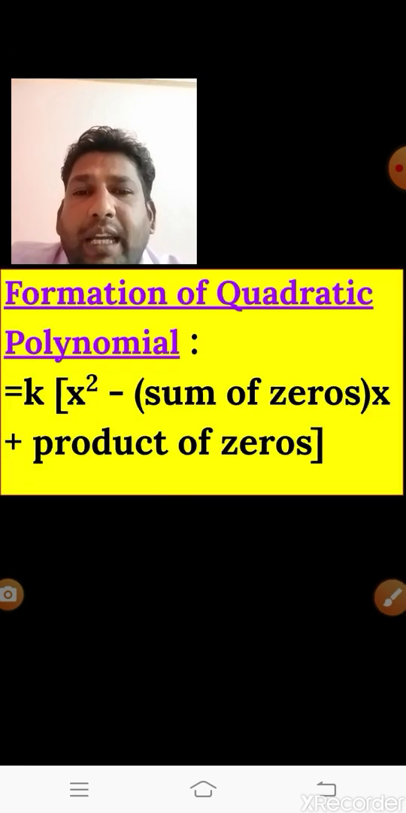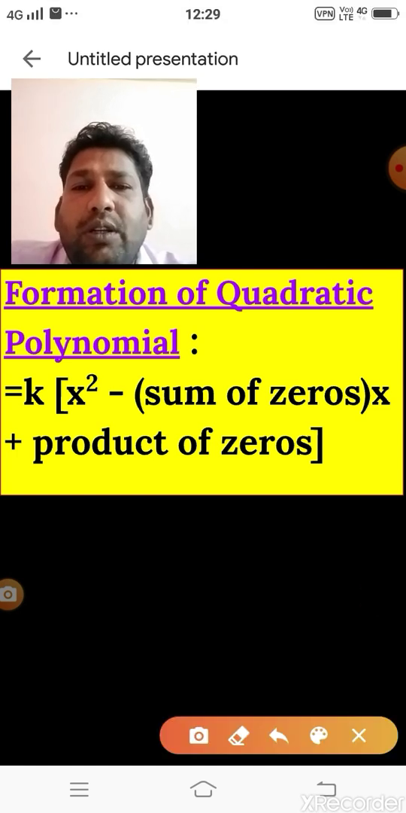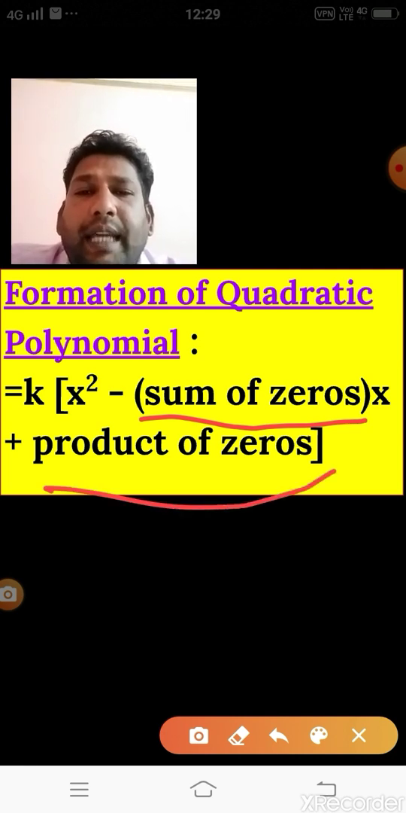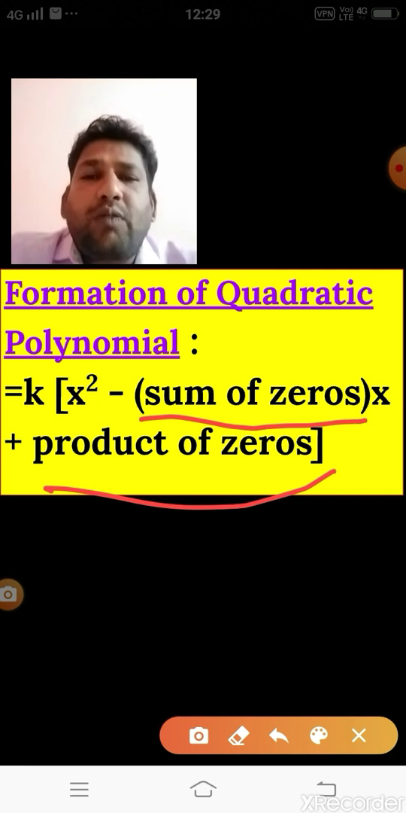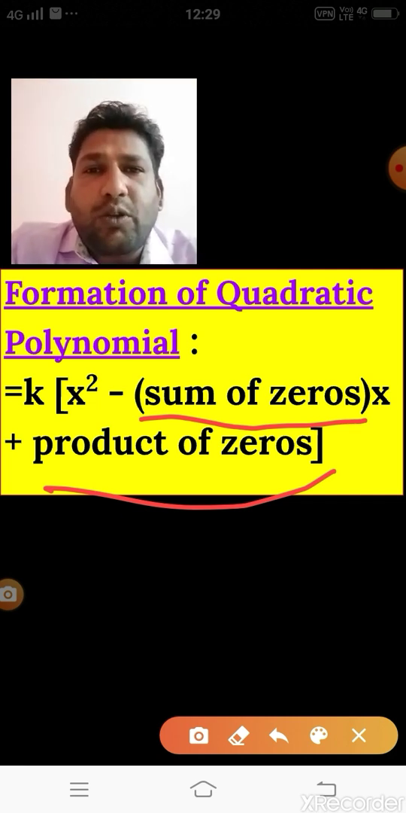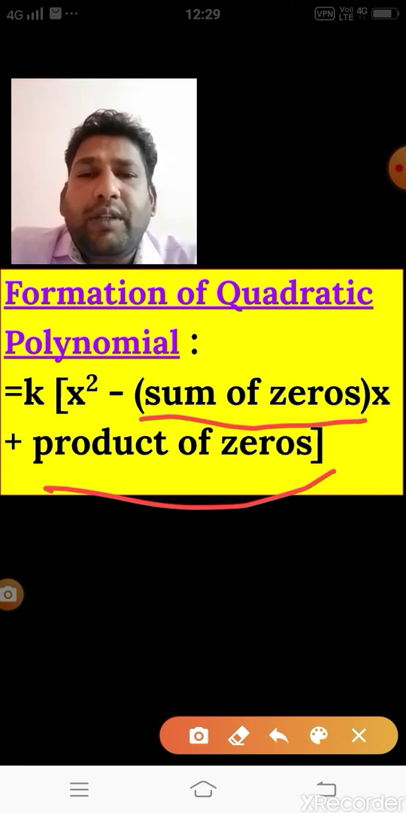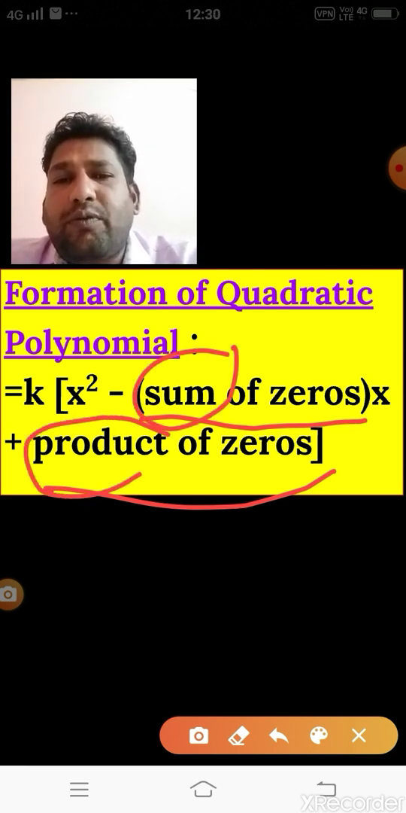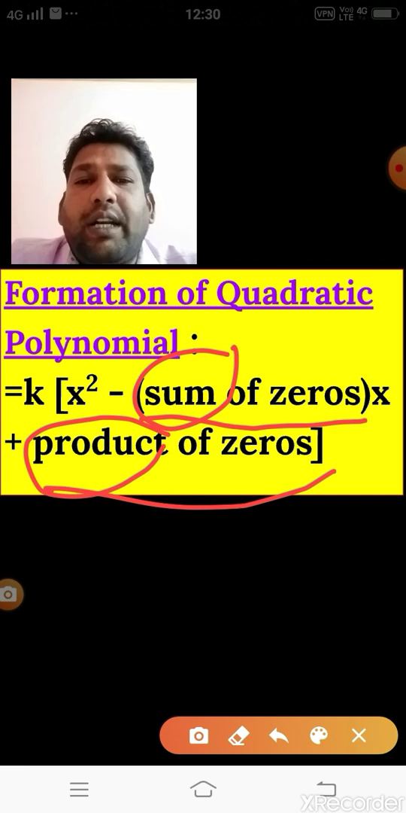What we are observing here, if we have to form a quadratic polynomial, then we are writing k into x square, x is the variable here, minus sum of zeros into x plus product of zeros. K into x square minus sum of zeros into x plus product of zeros. And if you have the values of the sum of zeros and the product of zeros, then we are able to form a quadratic polynomial.